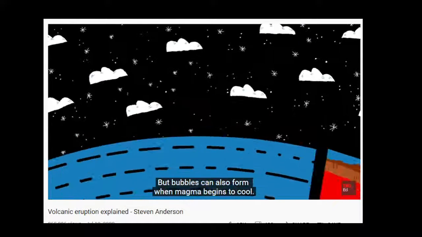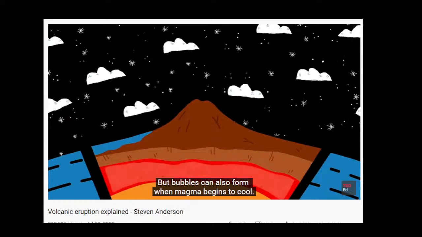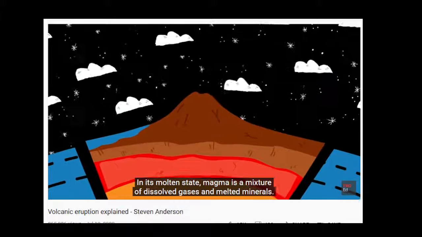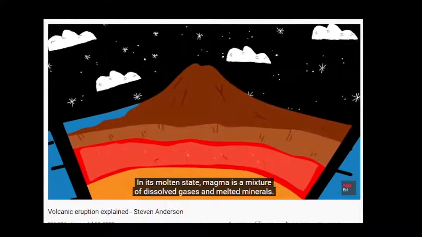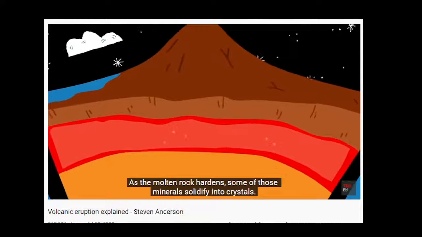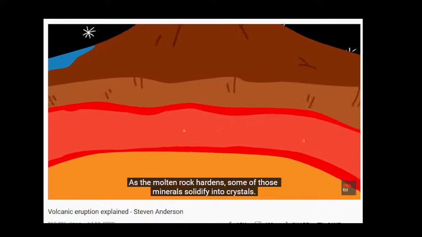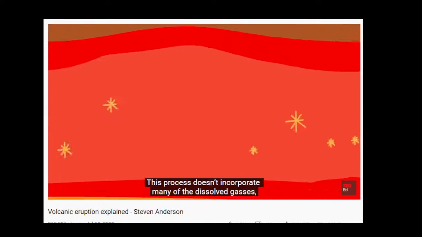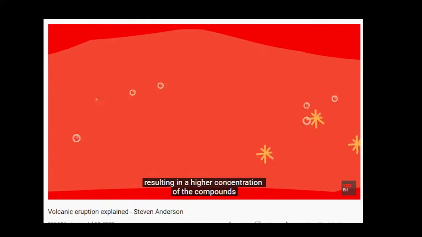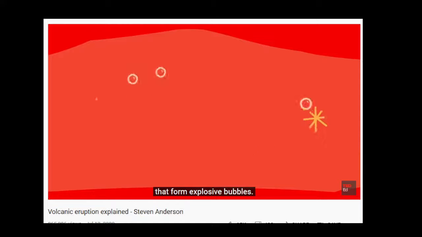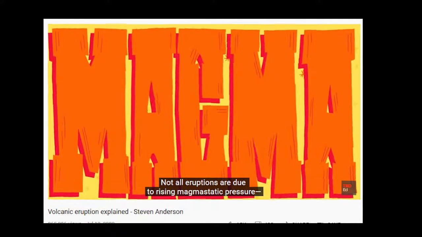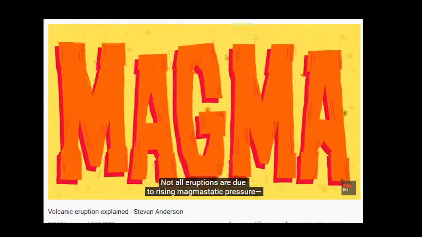But bubbles can also form when magma begins to cool. In its molten state, magma is a mixture of dissolved gases and melted minerals. As the molten rock hardens, some of those minerals solidify into crystals. This process doesn't incorporate many of the dissolved gases, resulting in a higher concentration of the compounds that form explosive bubbles. Not all eruptions are due to rising magmastatic pressure.